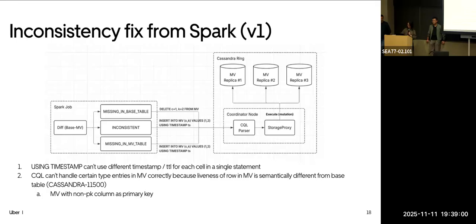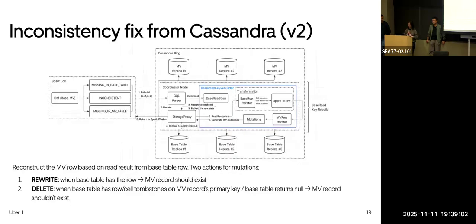Because of these two limitations, we are trying to move this fixing responsibility into Cassandra. The previous Spark job would be just the detection part and tell Cassandra, okay, we have this primary key for this MV table, we want to rebuild it. We will let Cassandra actually decide how to fix it. Before it actually fixes it, we do a read to the base table again, and from the read result we either generate the MV row again, or we decide to delete the row.